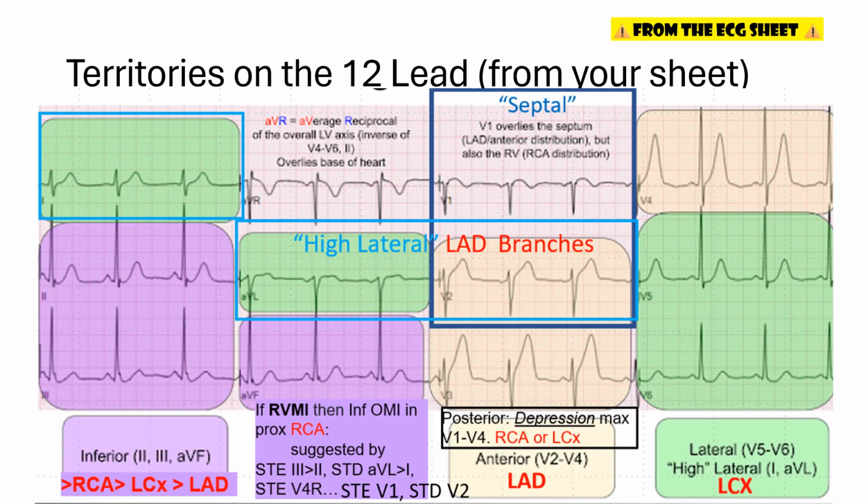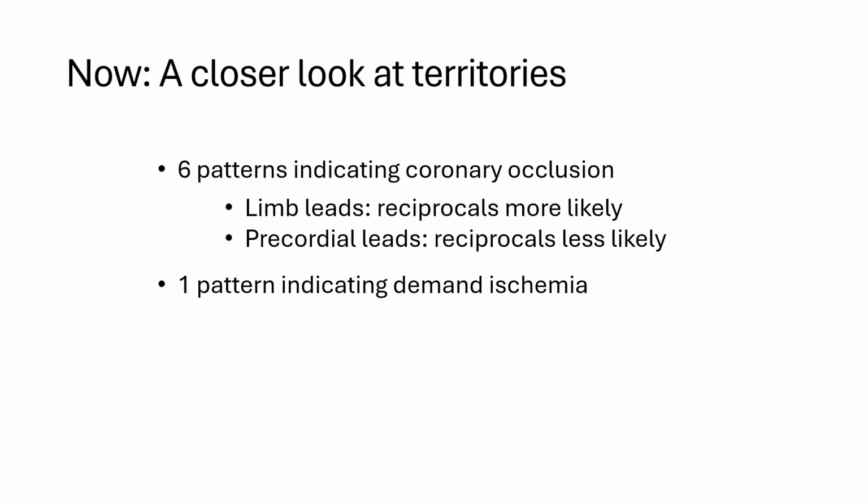Here's an excerpt from the ECG sheet showing all the territories on the 12 lead that we'll be discussing. The basic territories we've already discussed: inferior in purple, lateral in green, and anterior in tan. So let's take a closer look at the territories now. There are 6 patterns or territories indicating coronary occlusion.